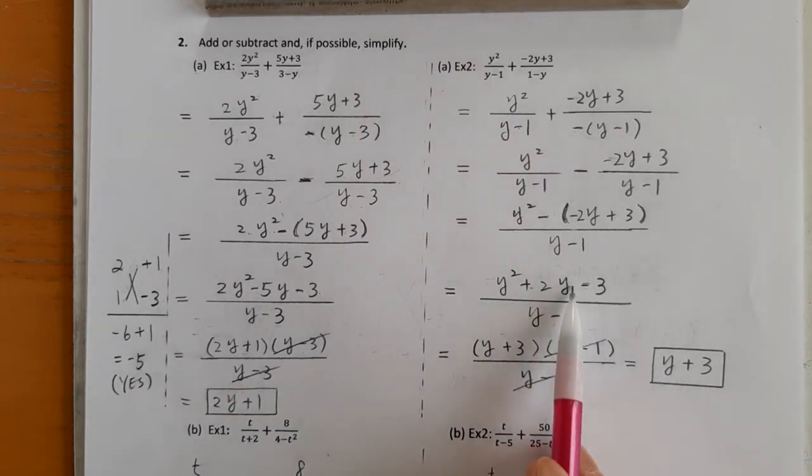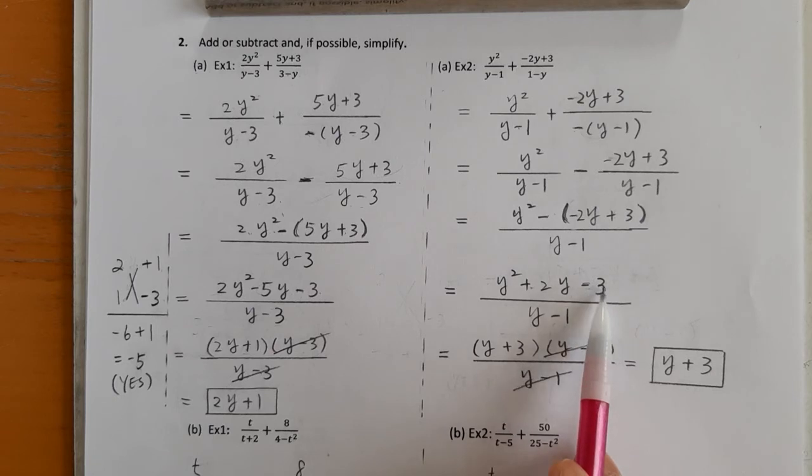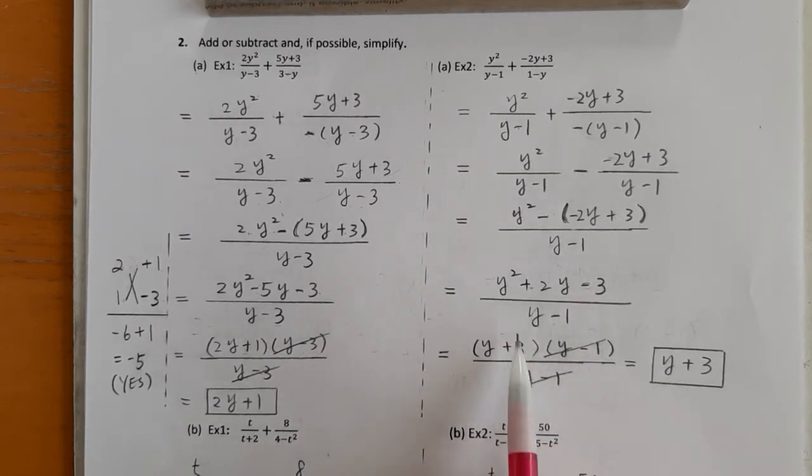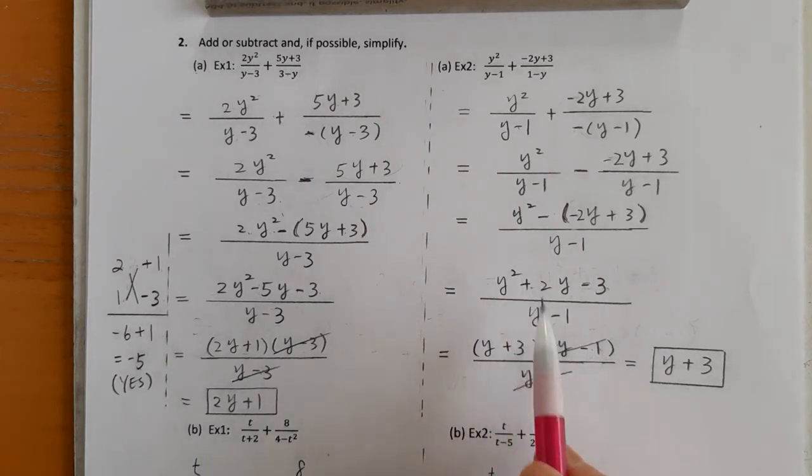And this one we can further factor, because we can find two numbers that multiplied together give negative 3 and added together give 2. So we put y and y, and find two numbers, 3 and negative 1, whose product is negative 3. 3 added to negative 1 is a positive 2. You can check it. y times y is y squared.